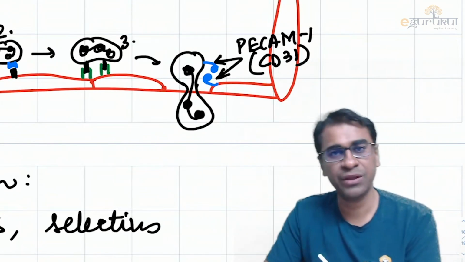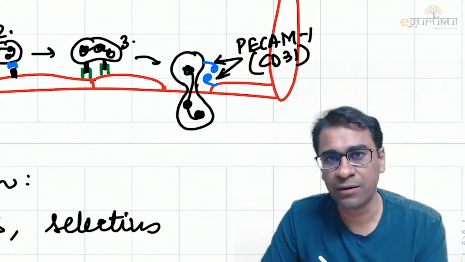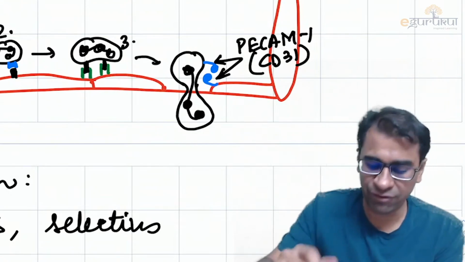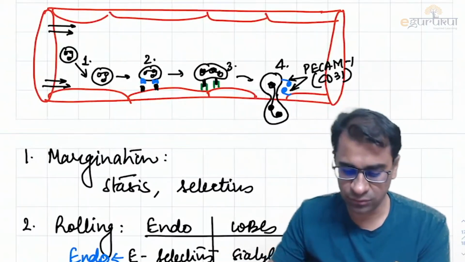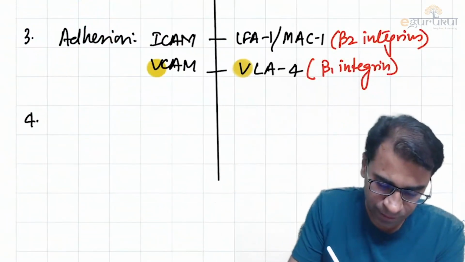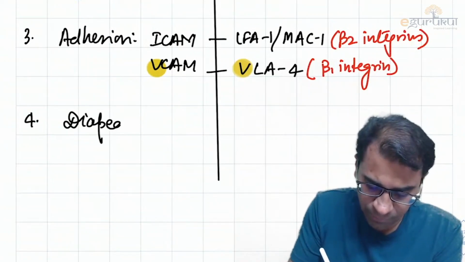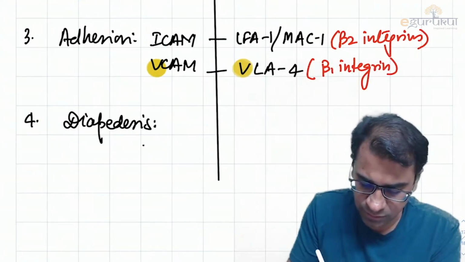Both of them are PECAM-1. This fourth step is called diapedesis. Okay, let's move to the fourth step. It is called diapedesis.